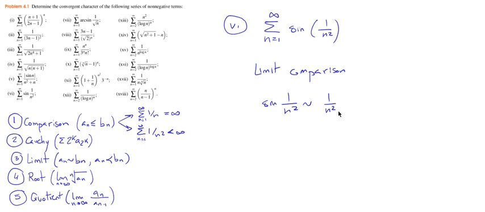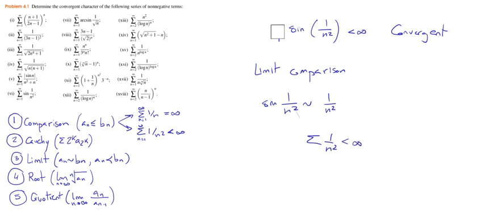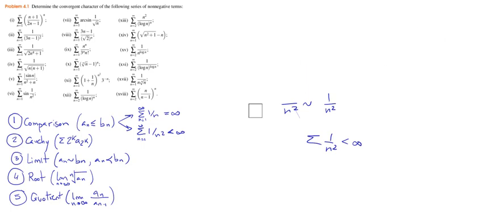Because the sum from n equals 1 to infinity of this is a finite value, this is also a finite value. So this series is convergent because this series is convergent. So this is the limit comparison test once again. Okay, let's go for 7.